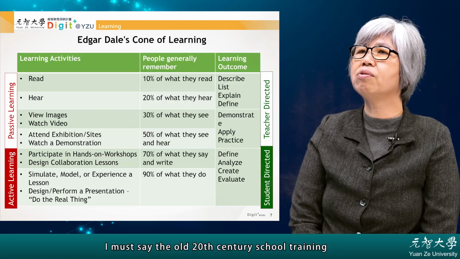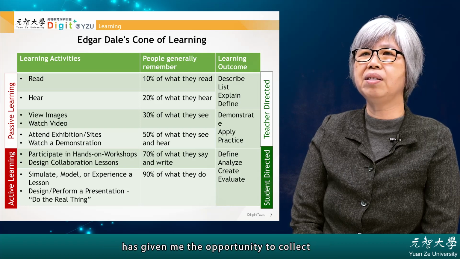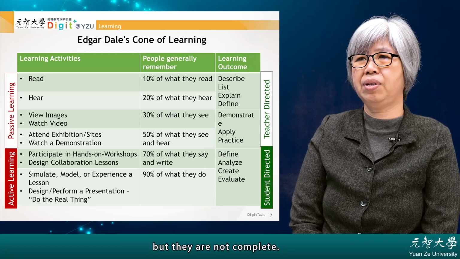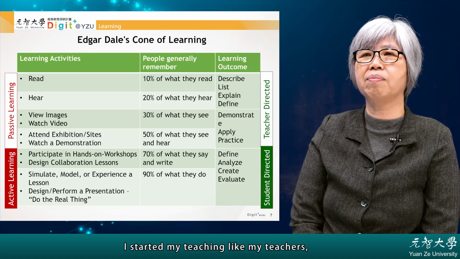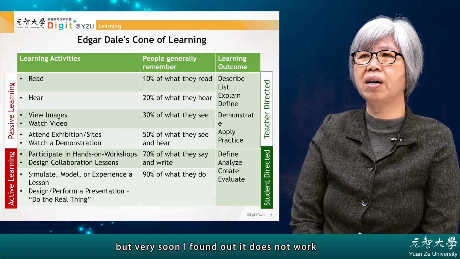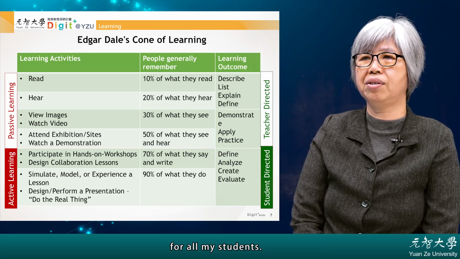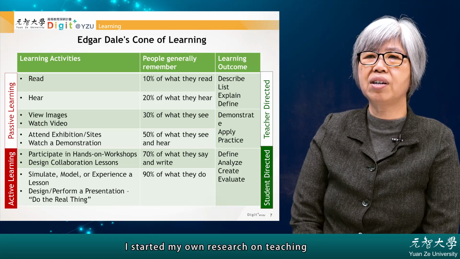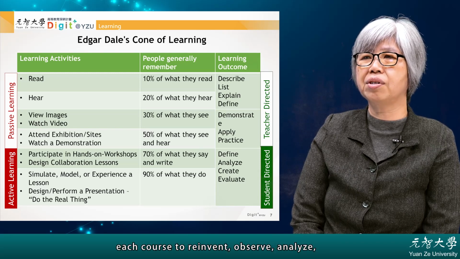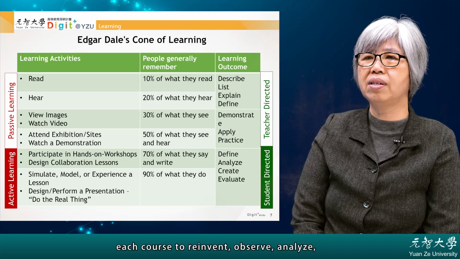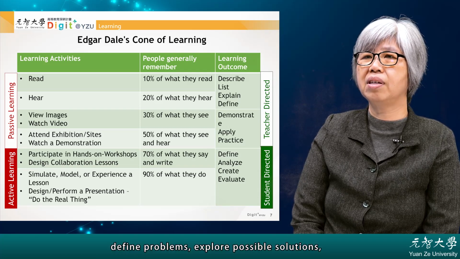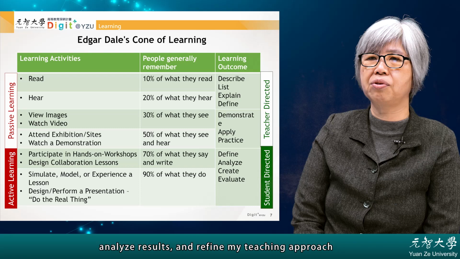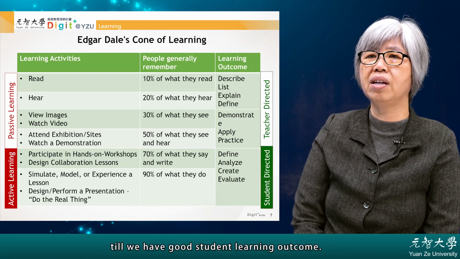I must say, the old 20th century school training has given me the opportunity to collect a strong set of core abilities, but they are not complete. I started my teaching like my teachers, but very soon I found out it does not work for all my students. I'm a trained scientist, so not long after my first teaching day, I started my own research on teaching each course to reinvent, observe, analyze, define problems, explore possible solutions, analyze results, and refine my teaching approach till we have good student learning outcomes.